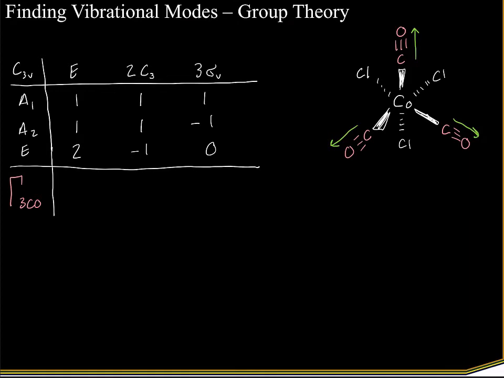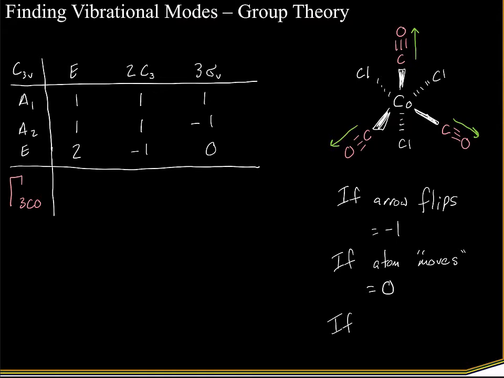So that means that if the arrow flips, this would be a -1 for my reducible representation. If the atom moves, or ends up in a different location than where it began, we're going to get a 0 for each one of these arrows. And lastly, if the arrow stays in place, that gets a +1.